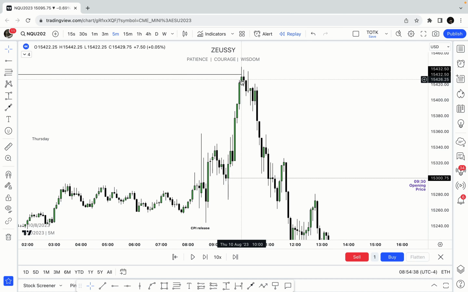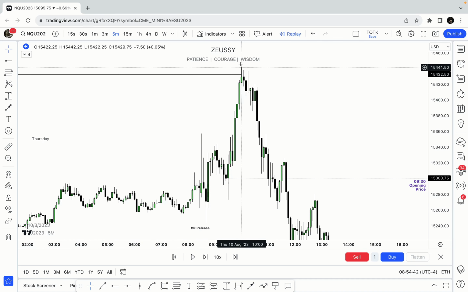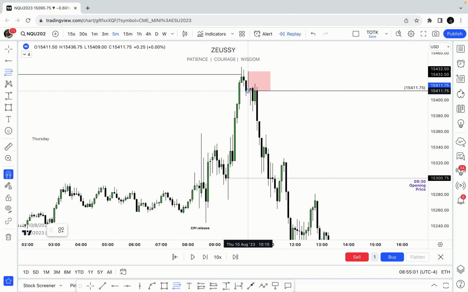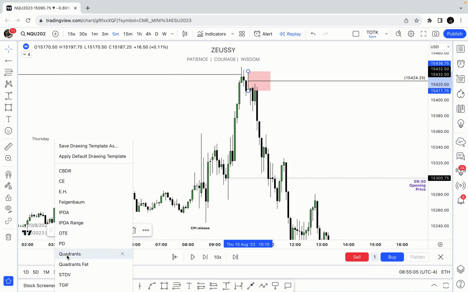So we see a quick purge of that previous day high here. Small wick up. Boom, rejects right away. That's what we want to see. Do you see this long wick here? That's a gap in price. Let's measure some things on that. I'm going to apply quadrants to that wick.